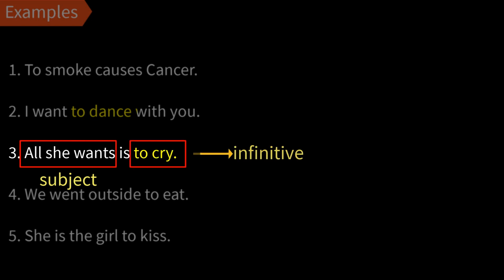Okay, let's look at the next example. All she wants is to cry. What is the subject here? All she wants. What is the infinitive? Clearly, you can see to cry. But what is it working as? Is it working as the subject of the sentence? No. All she wants is the subject. Is it working as the object of the sentence? No, it can't because we don't have an action verb. Then what is it working as? It's working as the subject complement. All she wants is the subject, and to cry is giving a new name to the subject. All she wants. This is what she wants. She wants to cry. So here it's working as a subject complement.